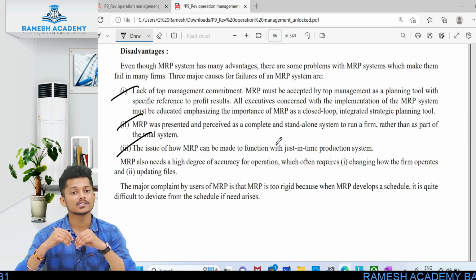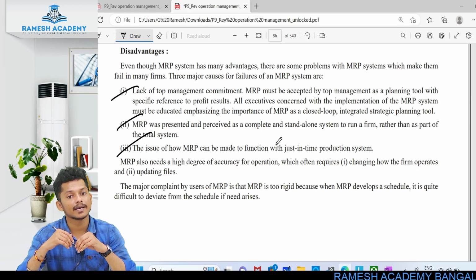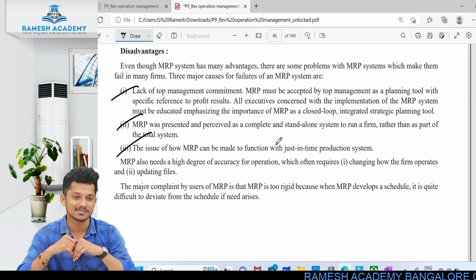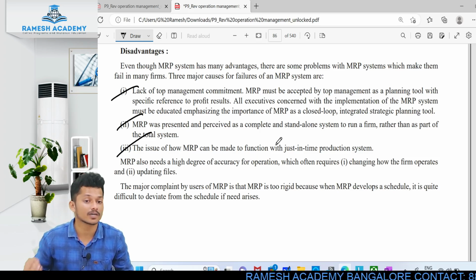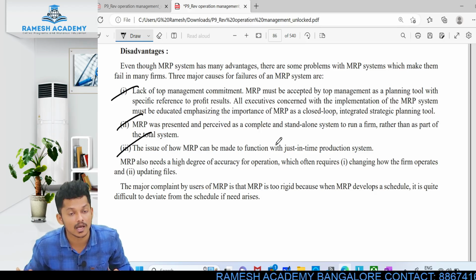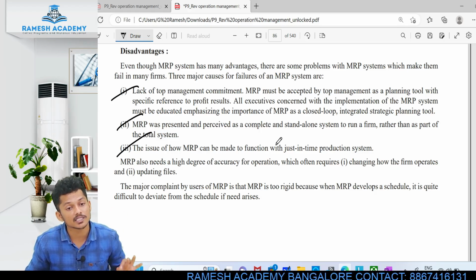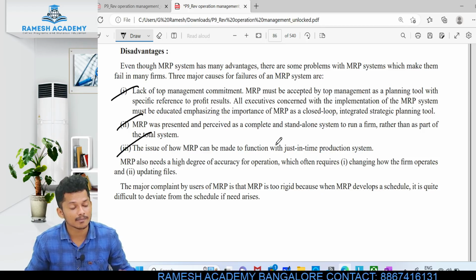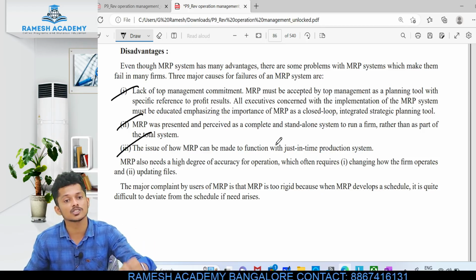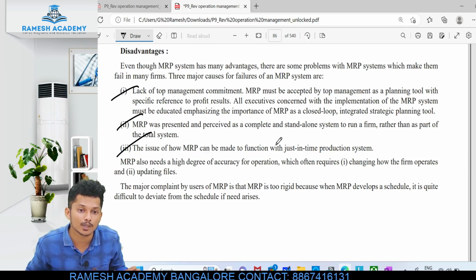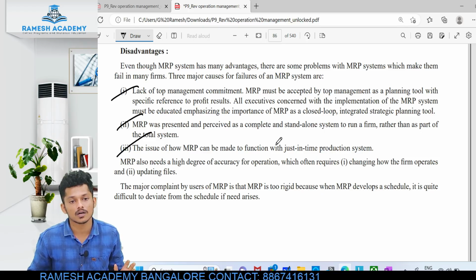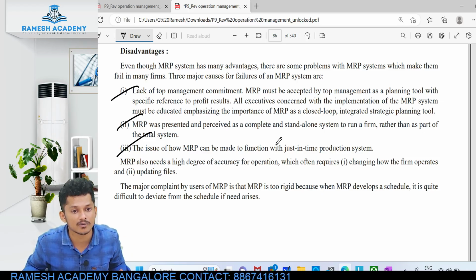Okay. Next, the issue of how MRP can be made to function with a just-in-time production system. Here we are planning and scheduling to satisfy the master production schedule operations. But what if a just-in-time production system happens? Just-in-time means decisions are to be taken on the spot. What to do at that time? Will MRP come into the picture? Of course not. So that is a disadvantage.